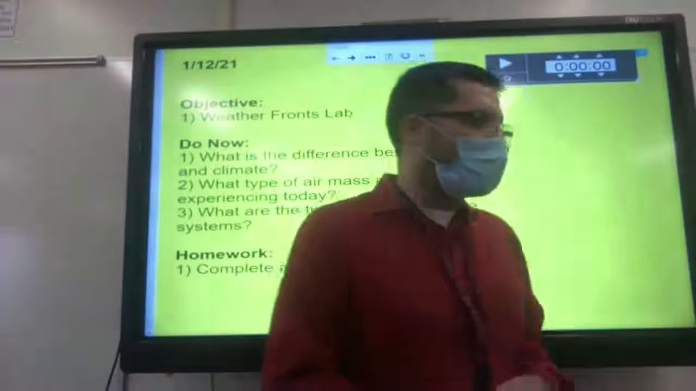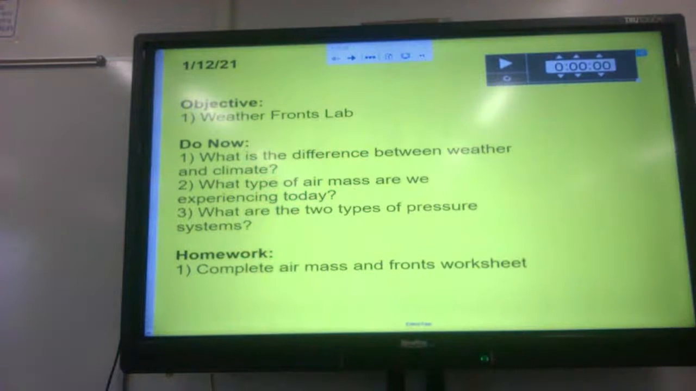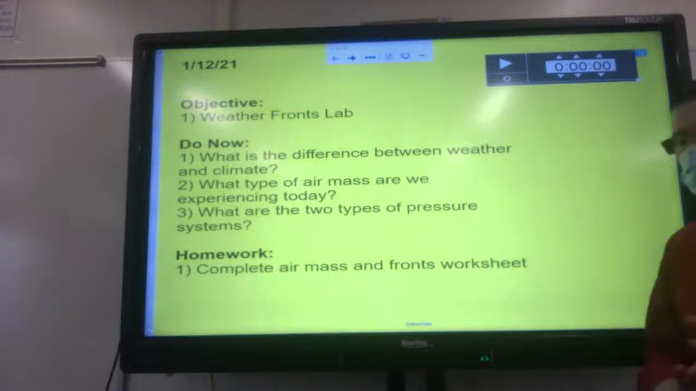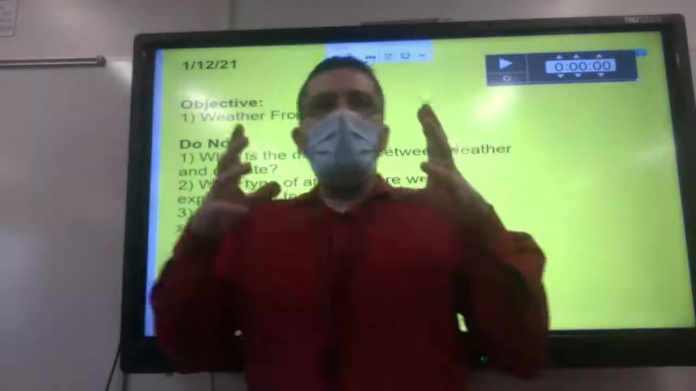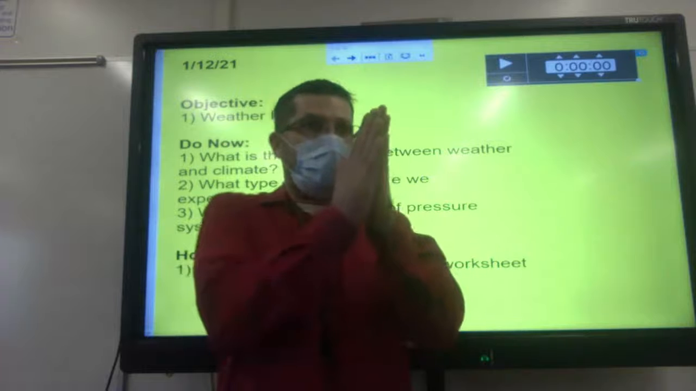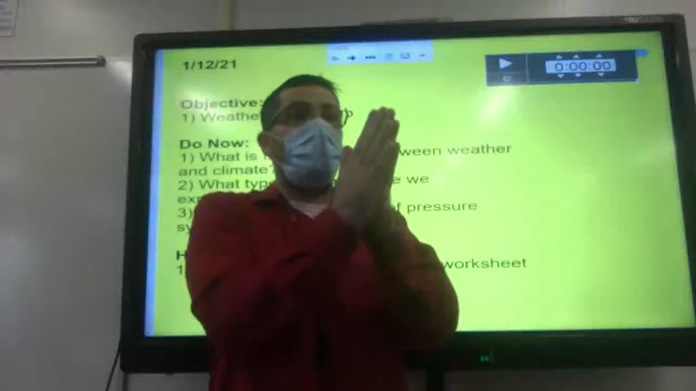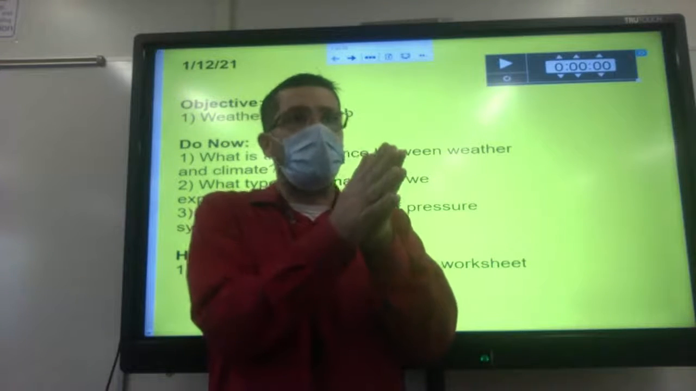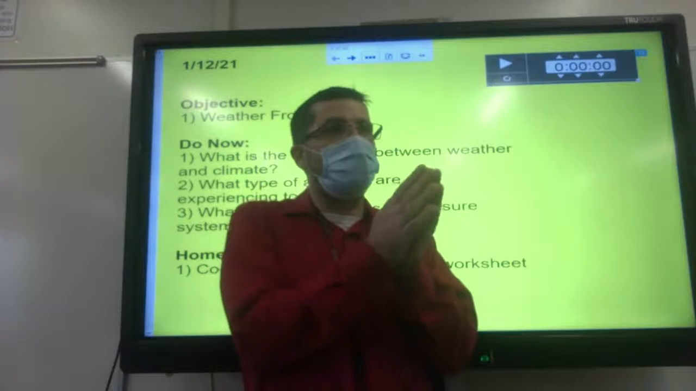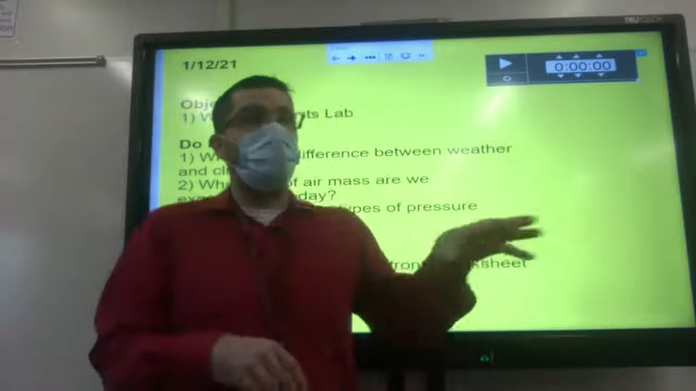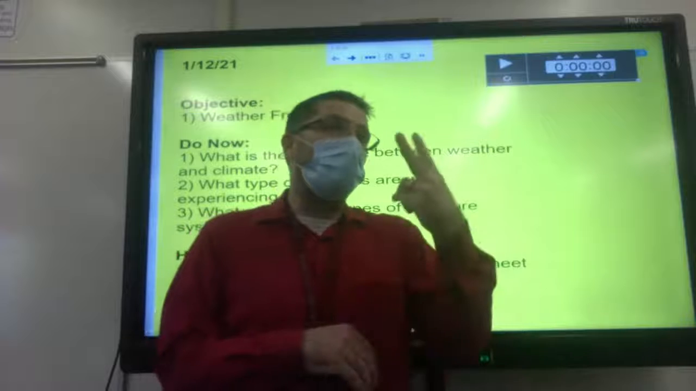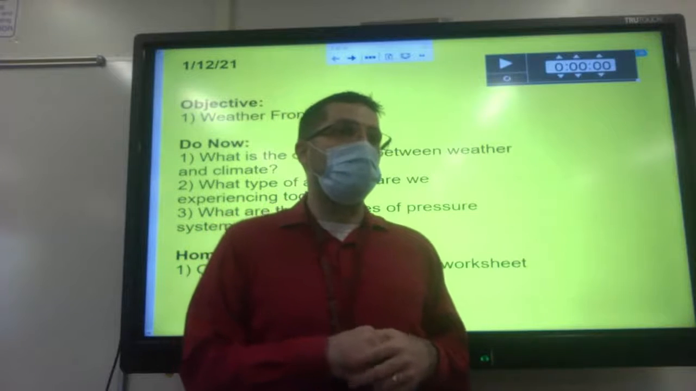We talked about the four major different types of air masses, right? Maritime polar, maritime tropical, continental polar, continental tropical. But the boundary between two different air masses, where two different air masses meet up against one another, that's called a front. Now, there are four types of fronts, and this goes to the lab that you did yesterday.